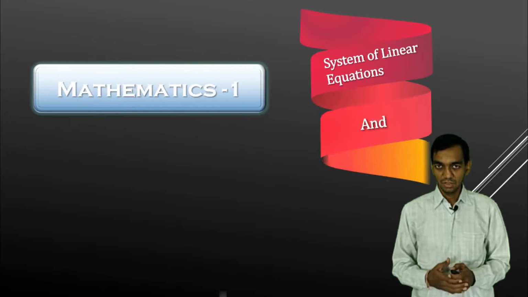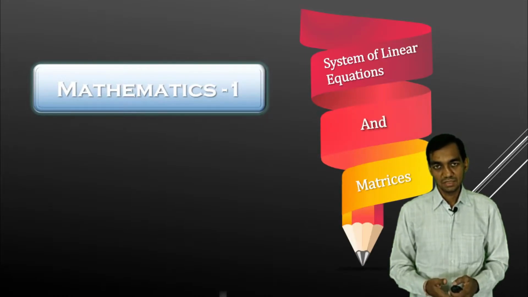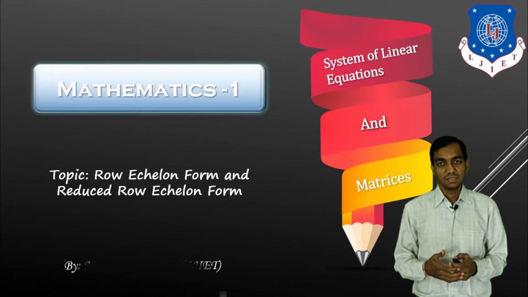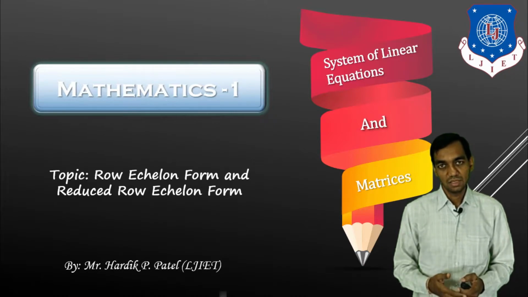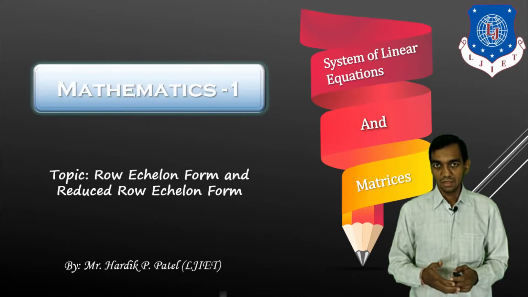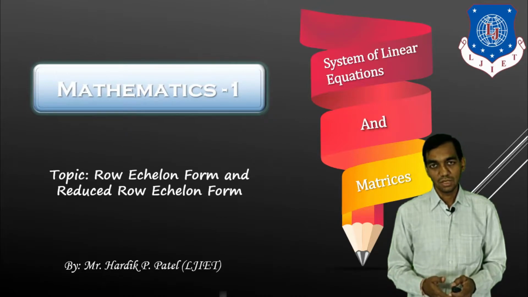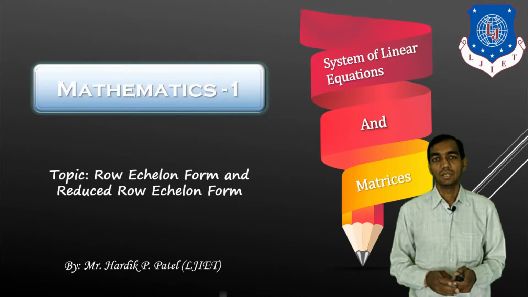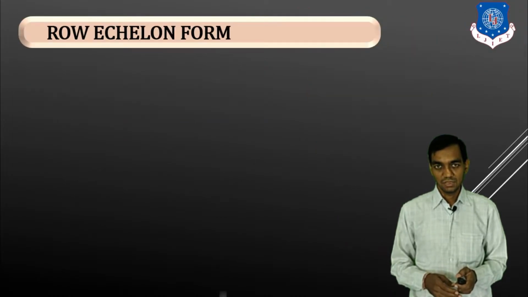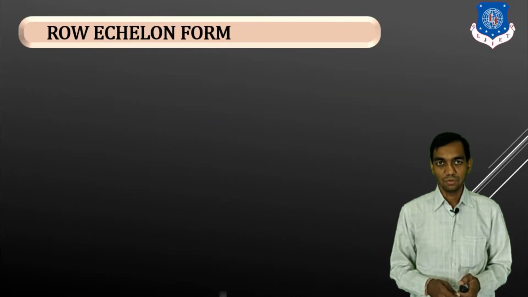Now, in today's session, we are starting with the unit System of Linear Equations and Matrices. Today's topic is the row echelon form and the reduced row echelon form. First of all, what is a row echelon form?